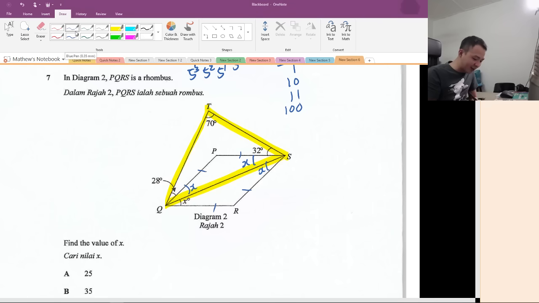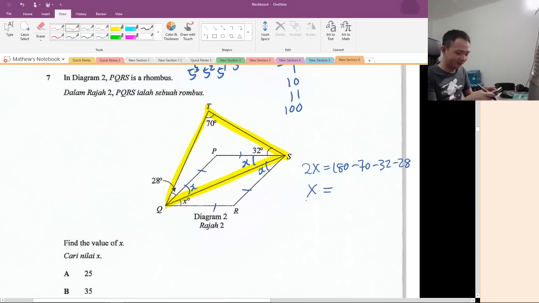So I know all the angles of a triangle added together equal 180, right? So therefore 1x plus 1x is 2x, which should equal 180 minus 70 minus 32 minus 28. So from here, I can get my x value easily. 180 minus 70 minus 32 minus 28. So I divide by 2, I get x equals 25. So yeah, this is how we get the x value.